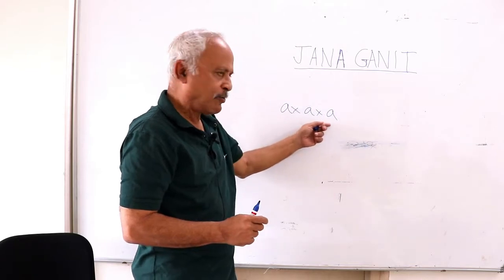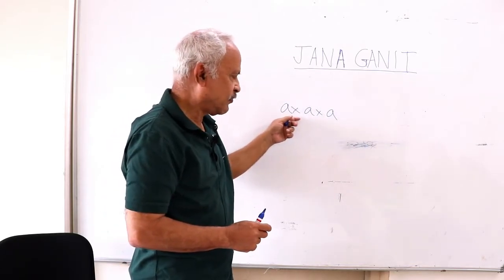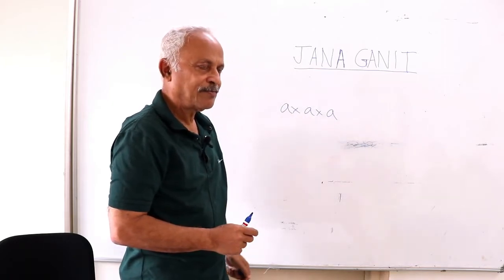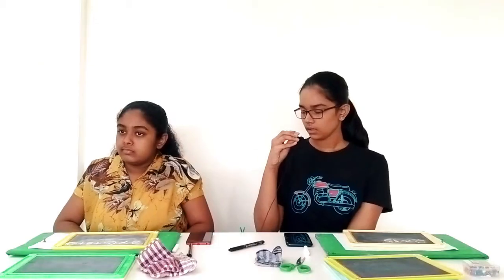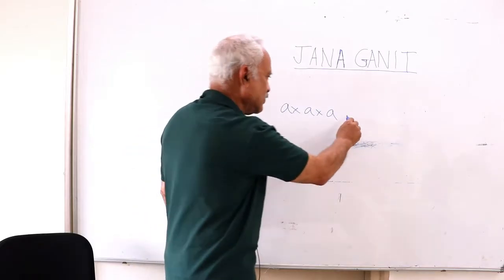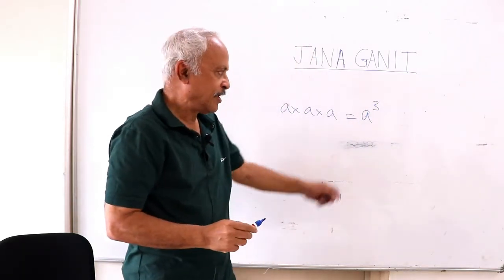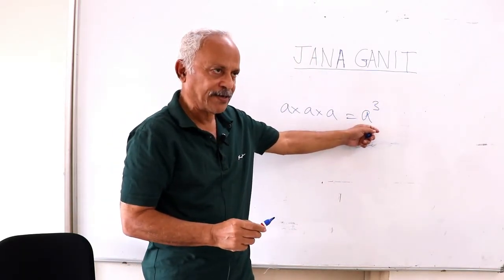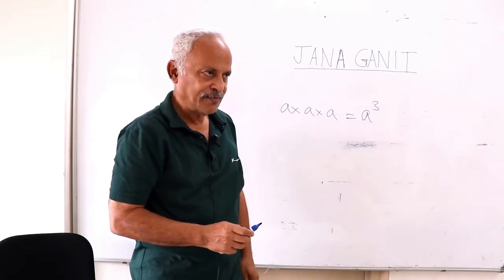Now this is a long form. Remember long form and short form? What is the short form of A into A into A? Nandita? A raised to 3. So A raised to 3, actually there are three factors here. A, A, and A. Okay.